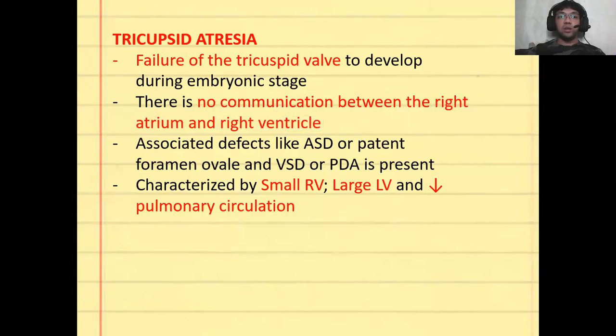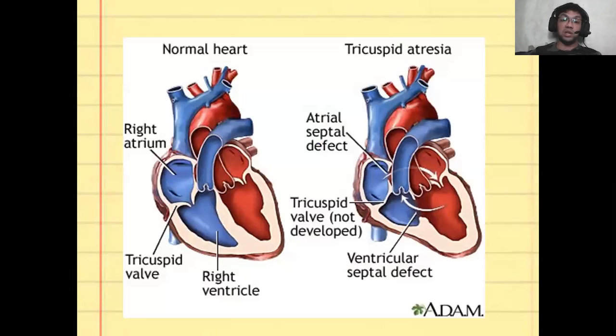Now we go to tricuspid atresia. This is the failure of the tricuspid valve to develop during embryonic stage. So, meaning there's no communication between the right atrium and the right ventricle. Associated defects like ASD or patent foramen ovale and VSD or PDA is present. And a child who has this has a small right ventricle, but a large left ventricle and a decreased pulmonary circulation. So as you can see in this illustration here, the normal heart is on the left side.